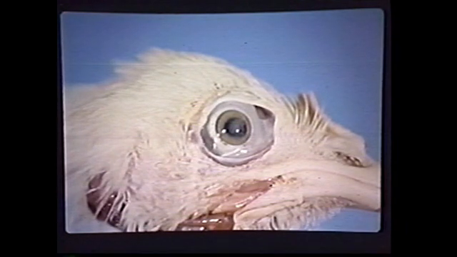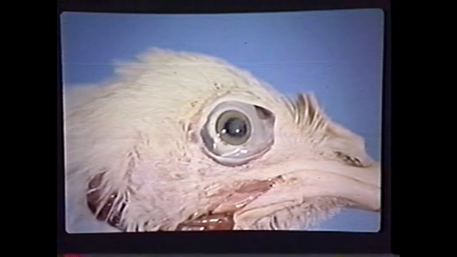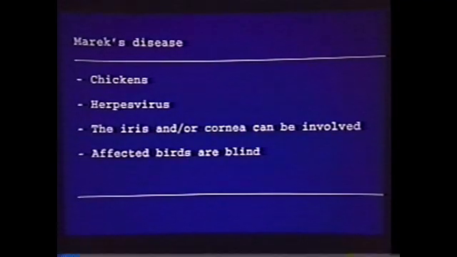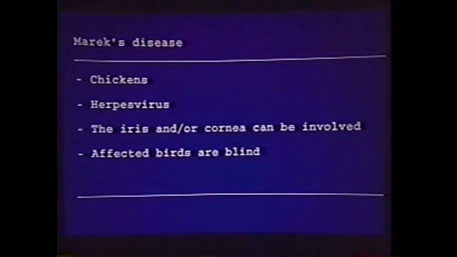Marek's disease can also affect the pupil. This is a very recent observation, maybe 3-4 years old, or at least that's what I am aware of. I got this bird maybe 4 years ago, and it turned out to be Marek's disease. Marek's disease is caused by herpes virus, and when the eye is involved, when the nerve is involved, and the skin or muscles are involved, that will help us in differentiating it from lymphoid leukosis.